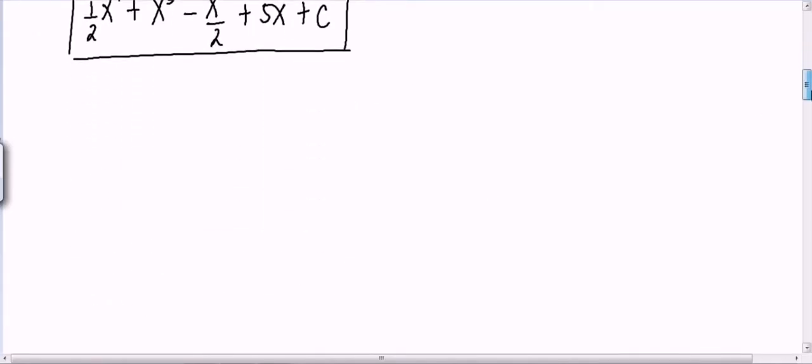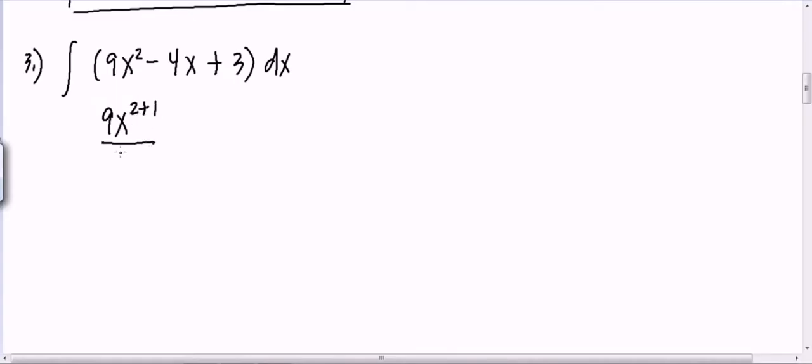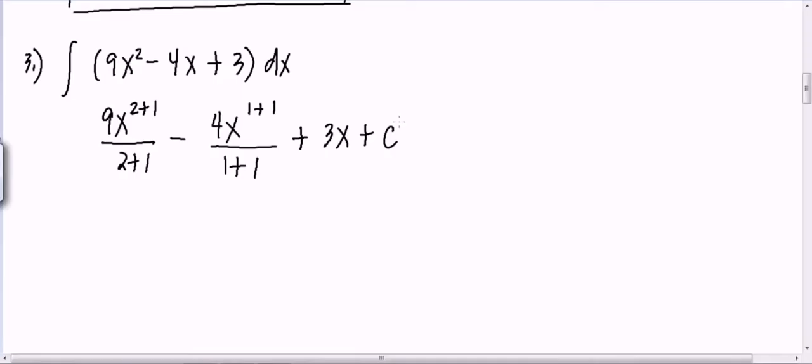Okay? Sige, let's have the third example. Okay. The integral of 9x squared minus 4x plus 3 dx. Okay? So, 9x. So, yan 2 na yan. 2 plus 1 over 2 plus 1. Minus 4x raised to 1 plus 1 over 1 plus 1. May imaginary na 1 yan, di ba? Okay? And then, the integral of 3 is 3x plus c. Wag na wag niyong kakalimutan yung plus c.